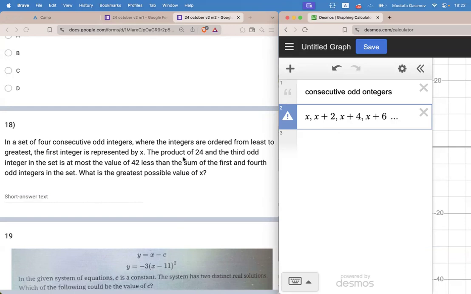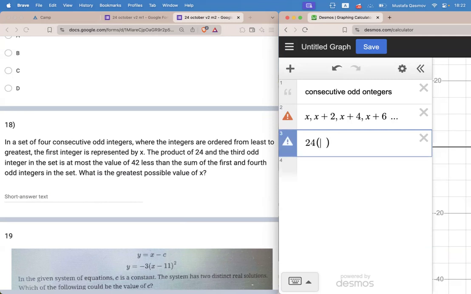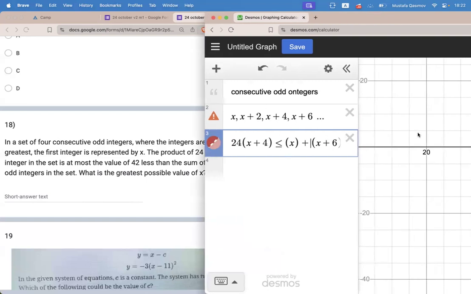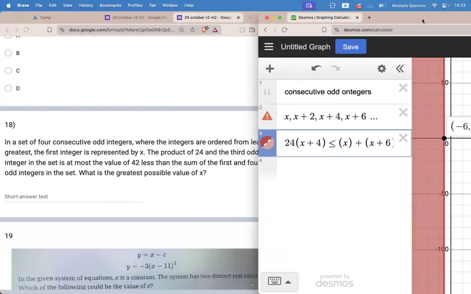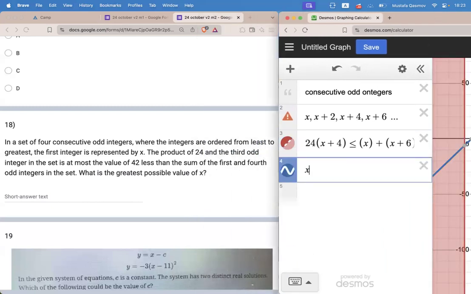Now it says that the product of 24 and the third integer, like this, 24 and the third one, x plus 4, at most, means like that. 42 less than, means like this, the sum of the first and fourth integer. First is x and fourth is x plus 6. Then you can see that it is negative 6. It means that x is less than or equal to negative 6.